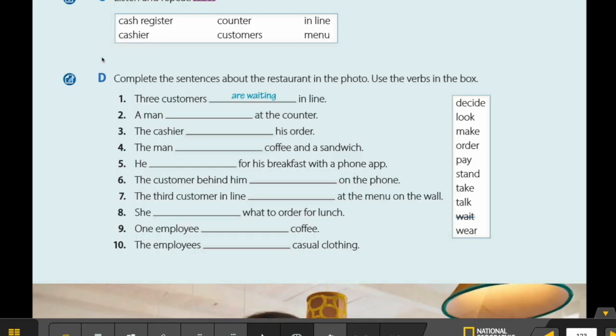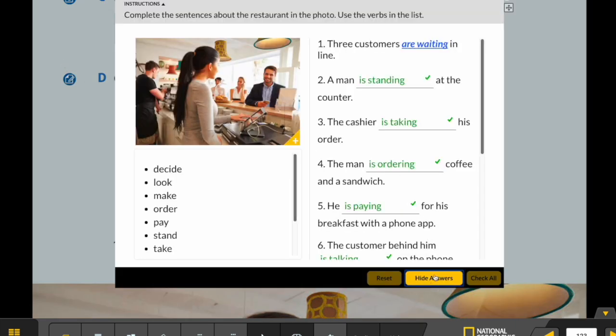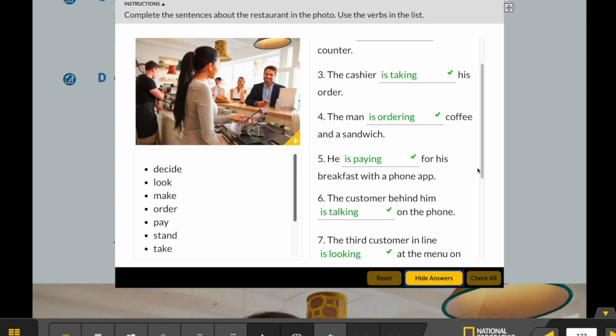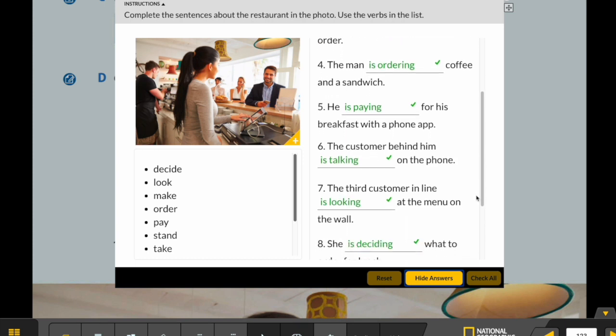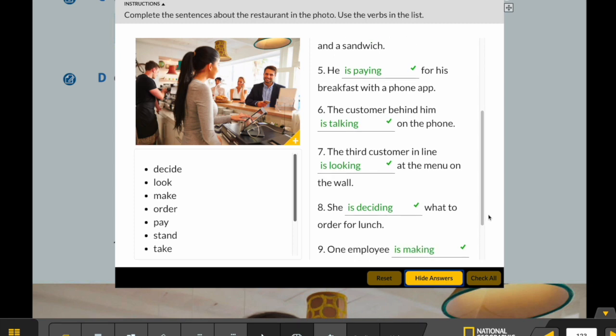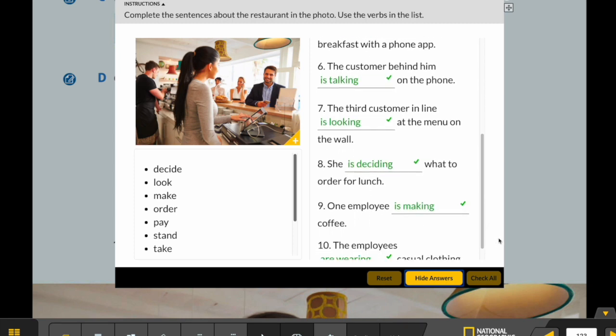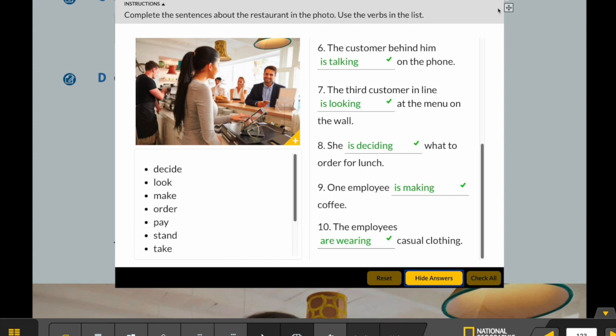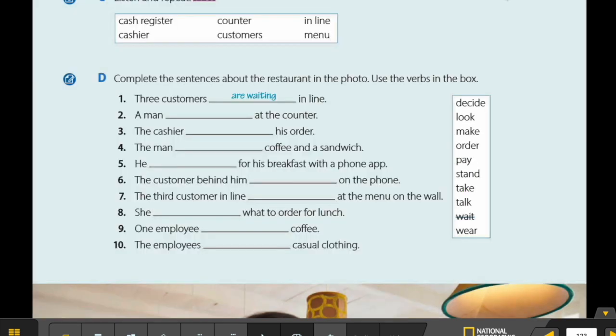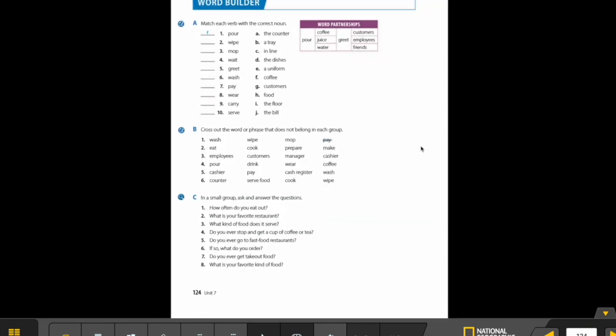All right, time to see the answers. Here they are. All right. So turn to page 124.